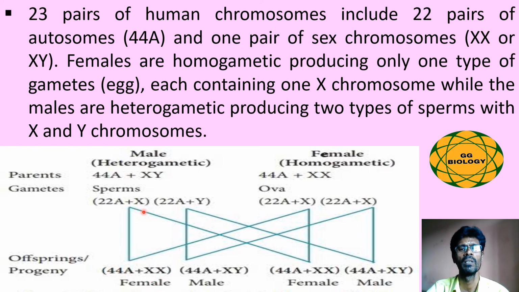The first sperm may fertilize the second egg to produce a female child, and the second sperm may fertilize the first egg to produce a male child, which is 44 autosomes plus X and Y. The second sperm may fertilize the second egg, which may also produce a male child. Both have 44 autosomes plus X and Y chromosomes. Thus sex is determined in human beings by this method.